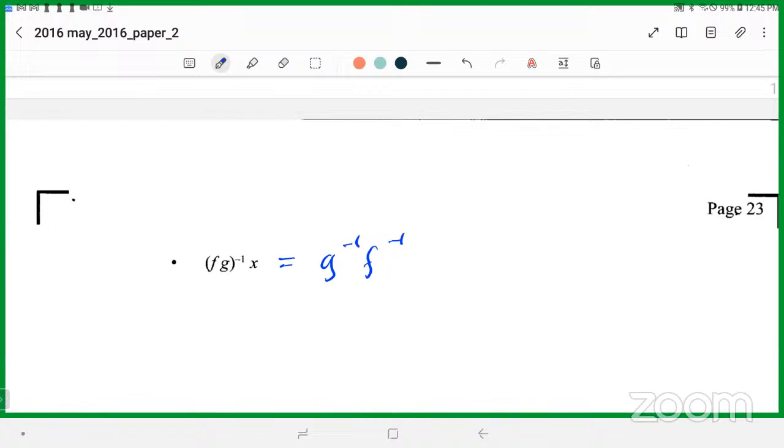Remember, the inverse of a composite function, (f∘g)^-1, is equal to g^-1 of f^-1. I could reverse these in here, so the g^-1 comes out in front. So we can actually calculate this way.